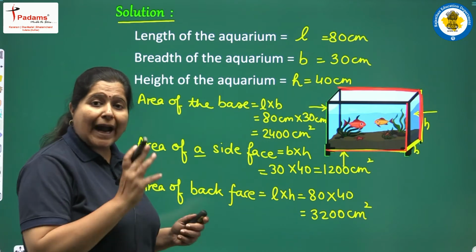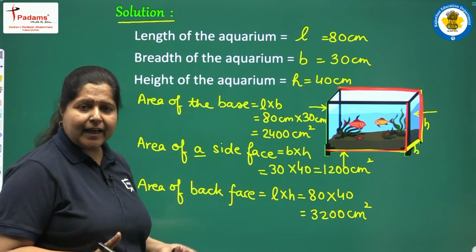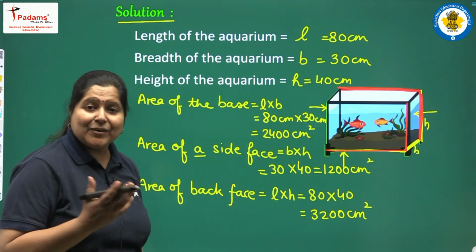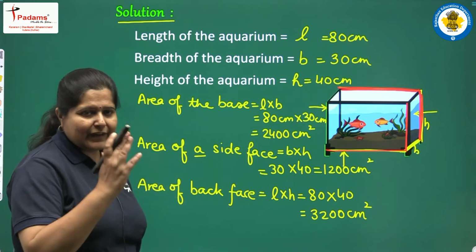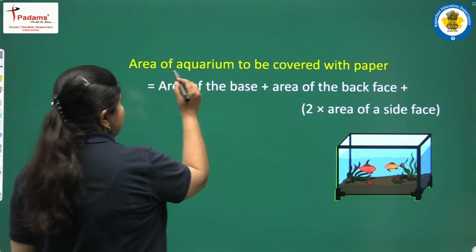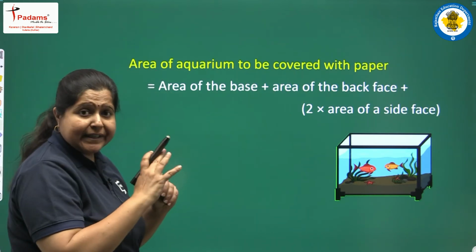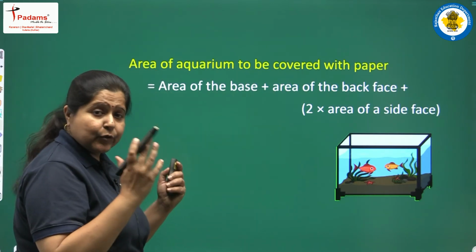तो अब इन सबको ऐड कर लेते हैं. कितना बनता है टोटल एरिया? फिर जितना टोटल एरिया बनेगा इन फेसेस का उतना ही पेपर चाहिए इनको कवर अप करने के लिए. सो वी राइट हियर एरिया ऑफ एक्वेरियम टू बी कवर्ड विद पेपर. जो एरिया है एक्वेरियम का जिसे पेपर से कवर करना है वो कैसे मिलेगा?